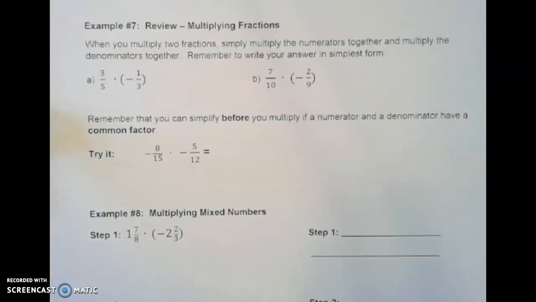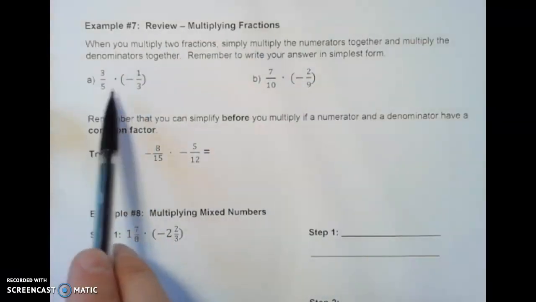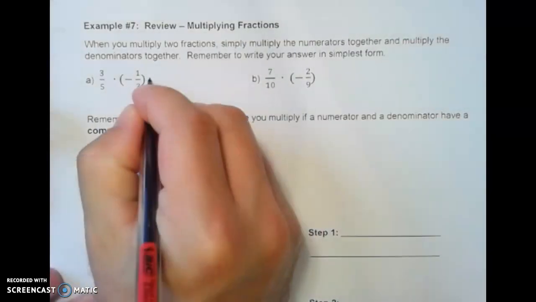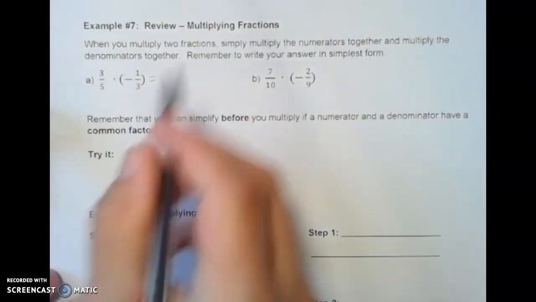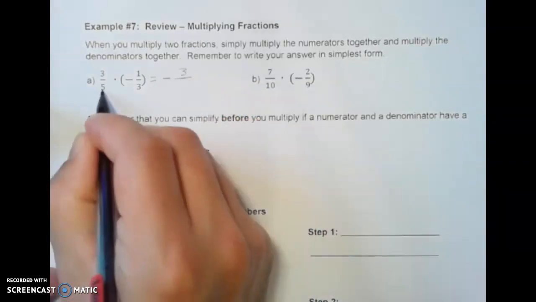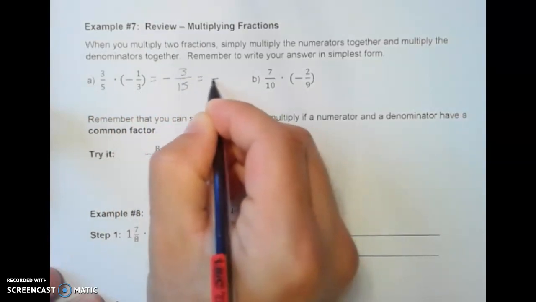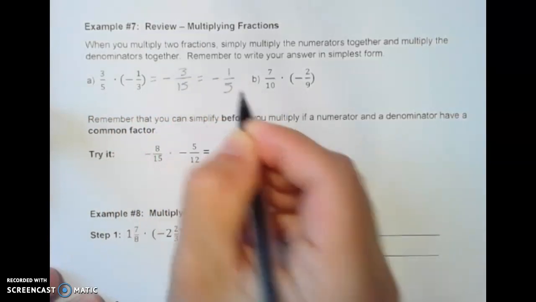If we're multiplying fractions, remember all you need to do is numerator times numerator, denominator times denominator, and watch your signs. All right, a positive times a negative is a negative, and now 3 times 1 is 3, 5 times 3 is 15, and this actually simplifies all the way down to negative 1/5.